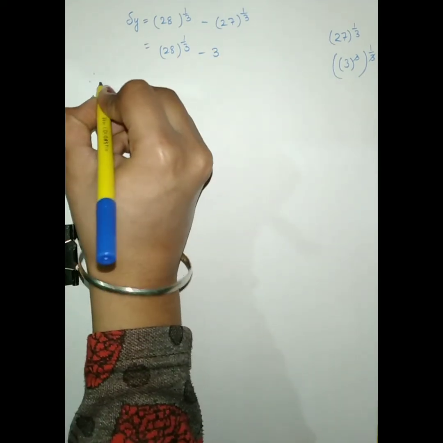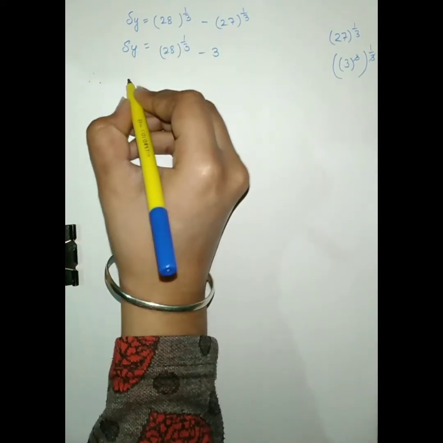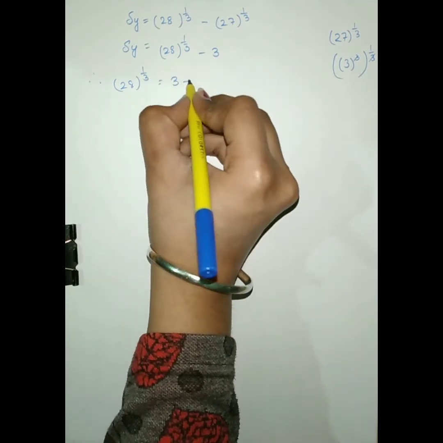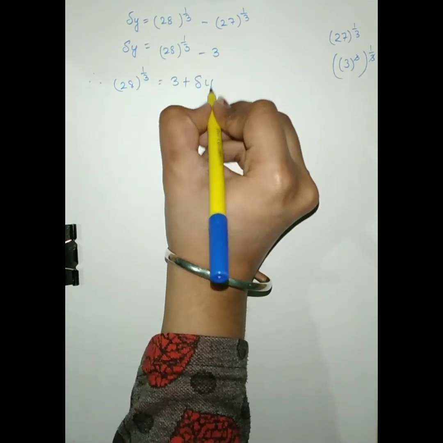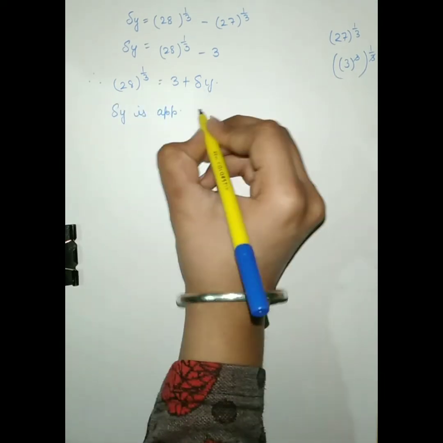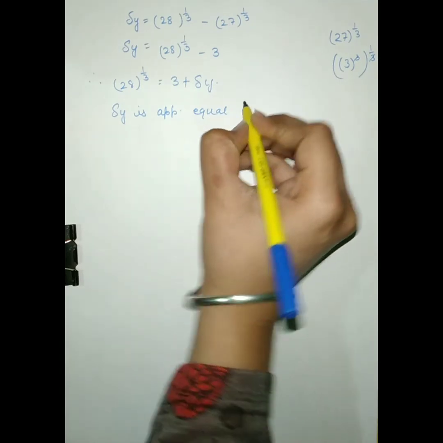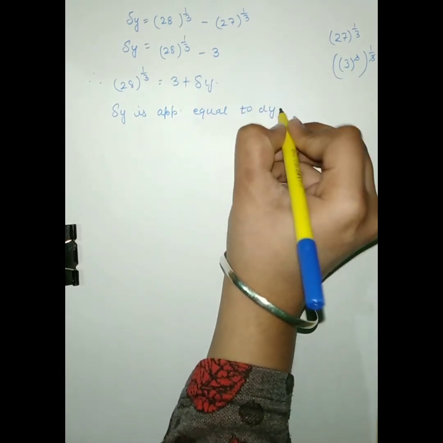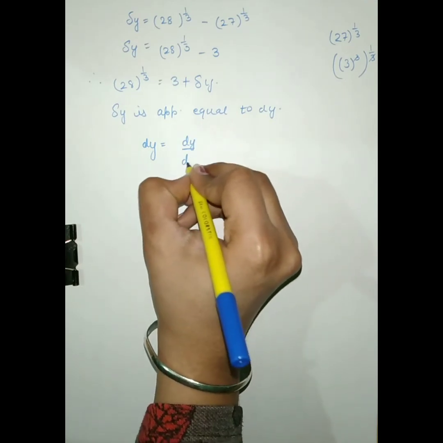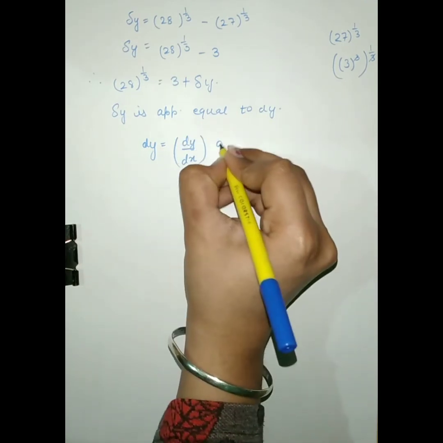So therefore 28 raised to the power 1 by 3 will be equal to 3 plus del y, equation 1. That means del y is approximately equal to dy. So we know that dy will be equal to dy upon dx into dx.